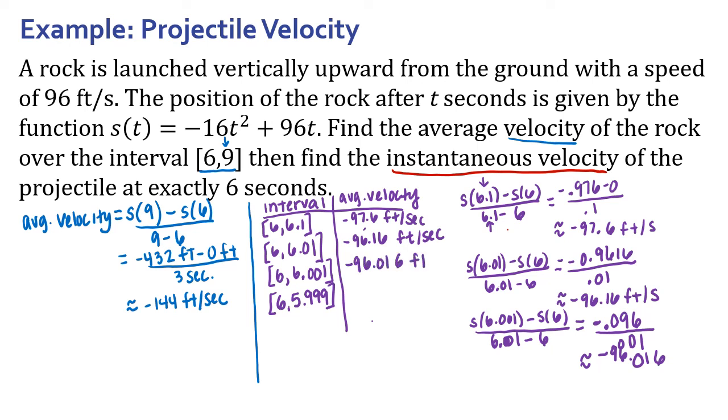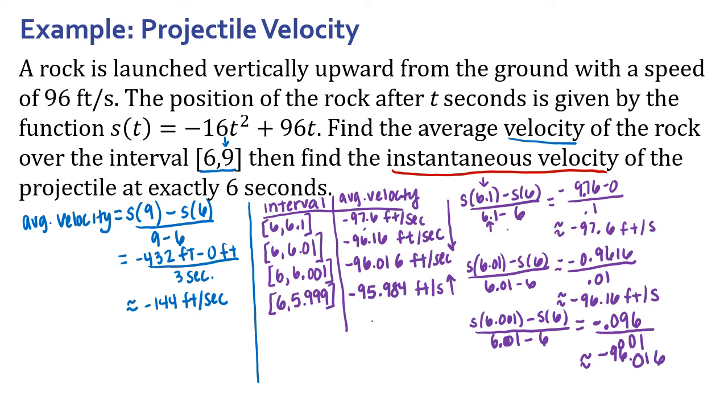And then if we go through and do the same thing for 5.99, so now we're approaching this value from values that are lower than it, I'm going to let you do that one by yourself, but you'll end up getting negative 95.984 feet per second. So what do you notice here? What I notice is that as I'm approaching 6 from numbers that are larger than it and numbers that are smaller than it, it looks like we're approaching about negative 96 feet per second.